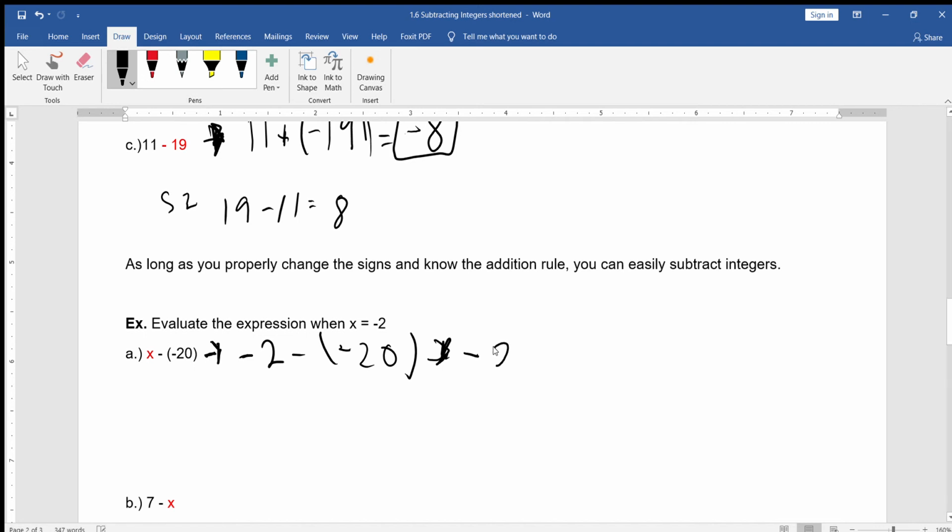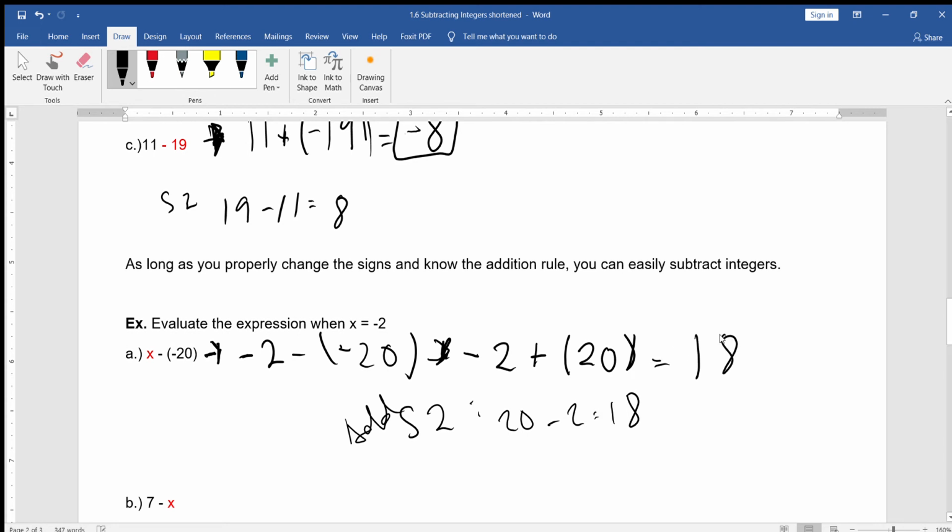We're going to get -2 plus, what is the opposite of -20? Positive 20. So negative 2 plus 20 should give you addition rule. So tells us that subtract 20 minus 2 to get 18. So your final answer is 18. And what is the sign? Positive, because 20 is larger than negative 2.